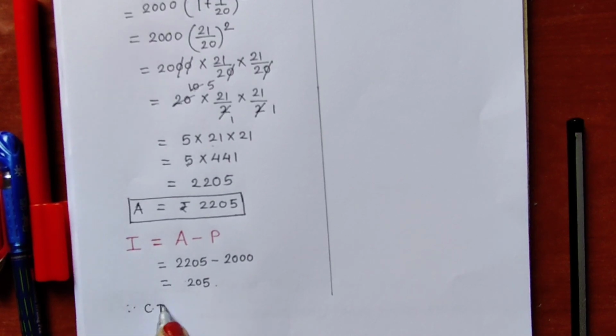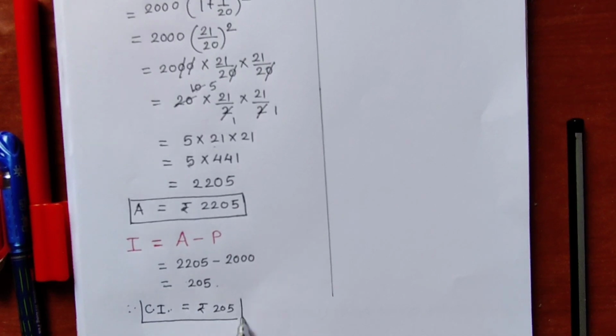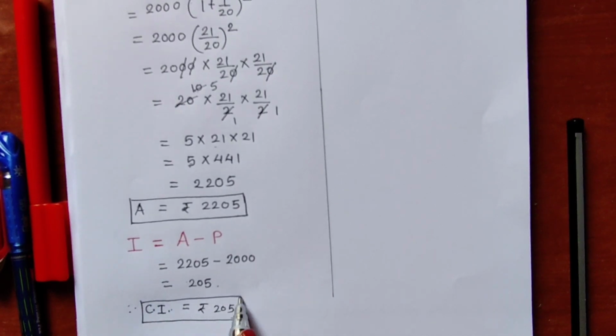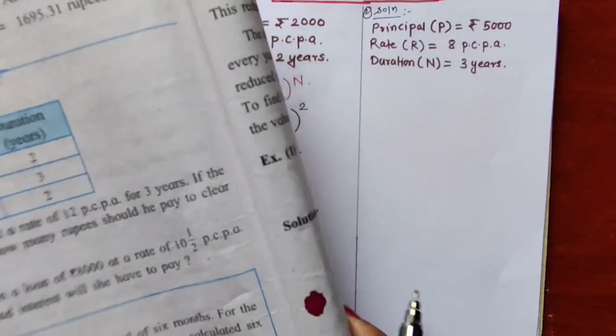Therefore compound interest, I write C.I., compound interest is rupees 205. In this way we can calculate amount as well as compound interest. Now let us see what are the second values. Now let us see this second sum.